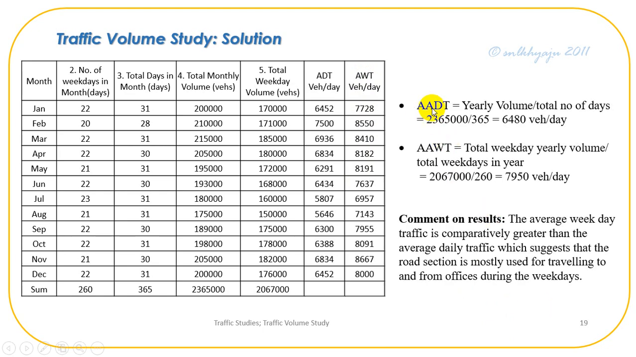Annual average daily traffic can be determined by the relation: yearly volume, that is the total traffic in each month, and the summation of total traffic in each month can be determined as 23,65,000, divided by the total number of days in a year, equal to 365, and the annual average daily traffic can be calculated as 6,480 vehicles per day.